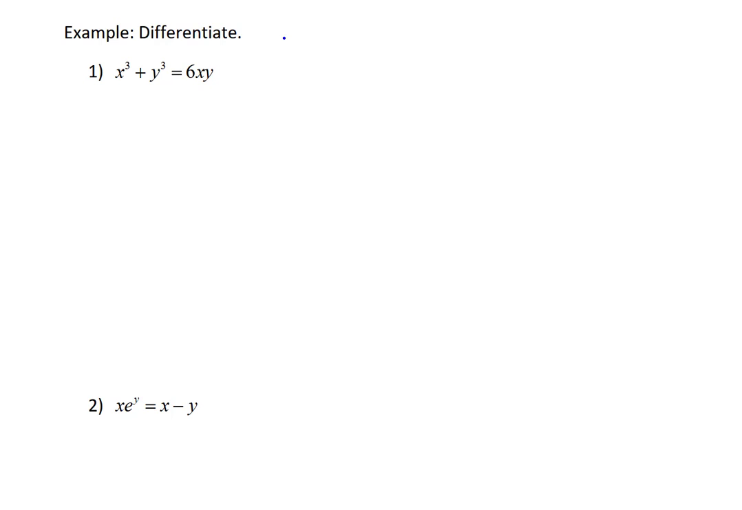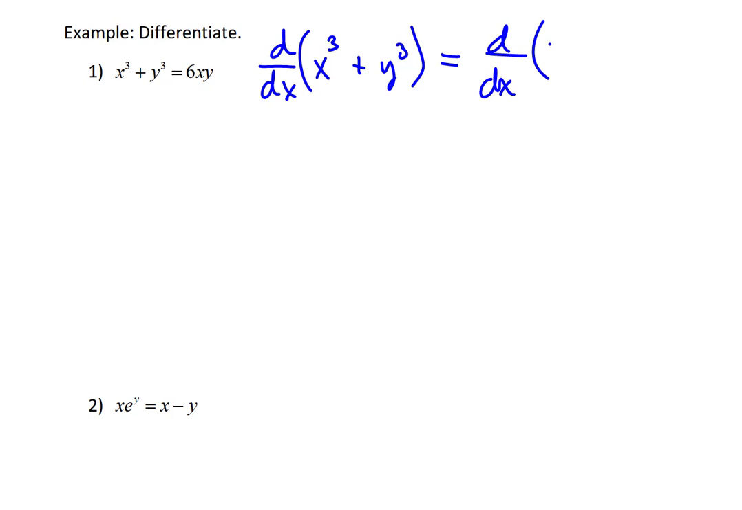To get the process started, I think a good way to do it is to take the derivative with respect to x. So we're going to say d/dx. We're going to apply that to both sides of this original function. So I'm going to say d/dx of the left side, which I'll just copy down as (x cubed plus y cubed) in parentheses. And I'm going to say that equals, and now I take the same derivative, d/dx, of the right side, which was the 6xy.